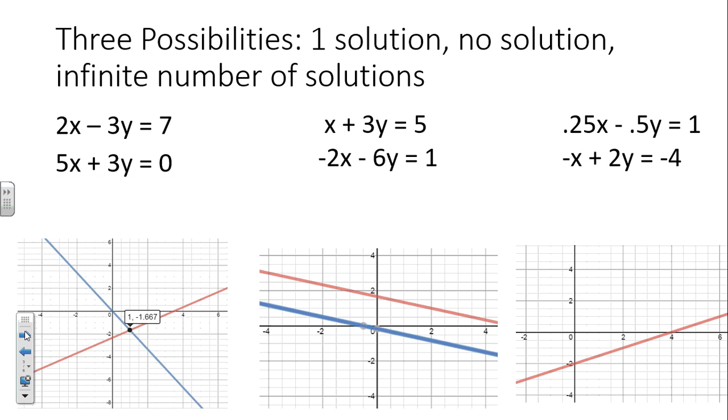So there are 3 possible situations that you can run into when you have a system of 2 equations with 2 variables. 1, they can do what the last 2 problems did. They can intersect. Okay? They have one point in common. It's where the 2 lines intersect. The second possibility is that they have no solutions whatsoever because those lines happen to be parallel lines.